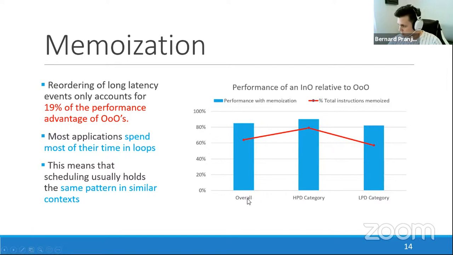Okay, and in this graph here, we see the HPD category of cores. It has more instructions that can be memoized because they actually profit off the out-of-order hardware. So they can achieve a lot better performance if there are fewer instructions memoized. So this is an important point.